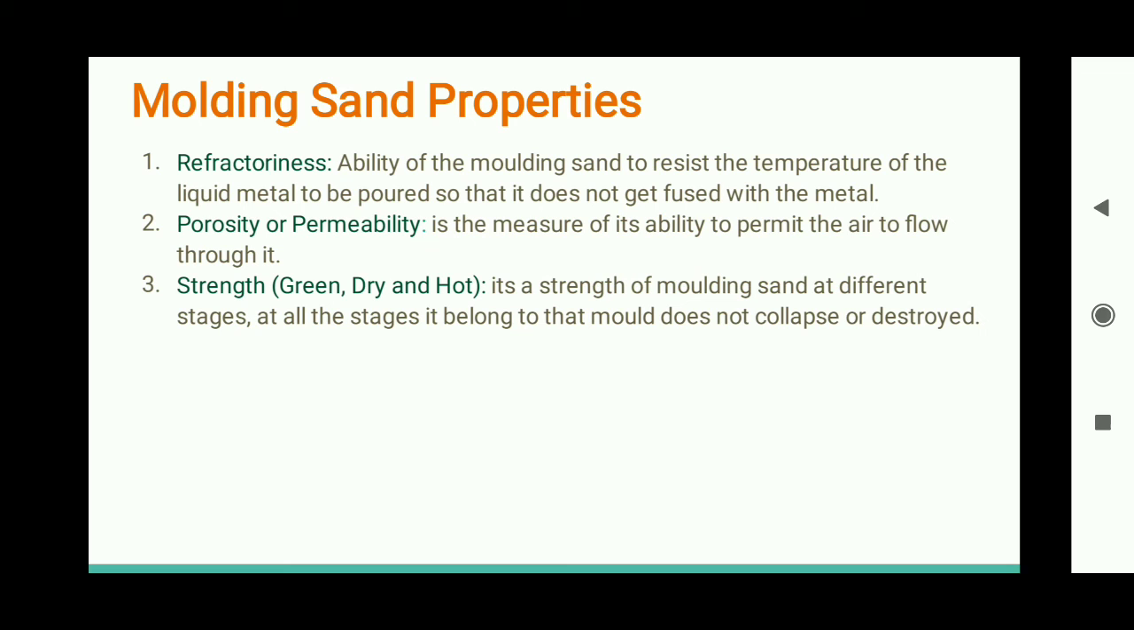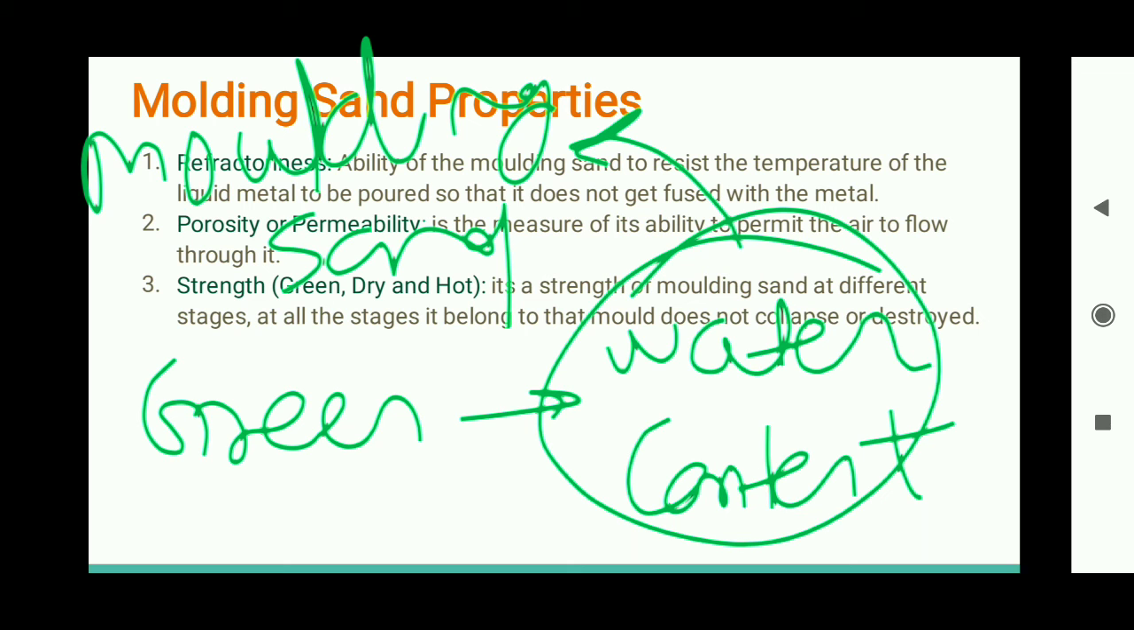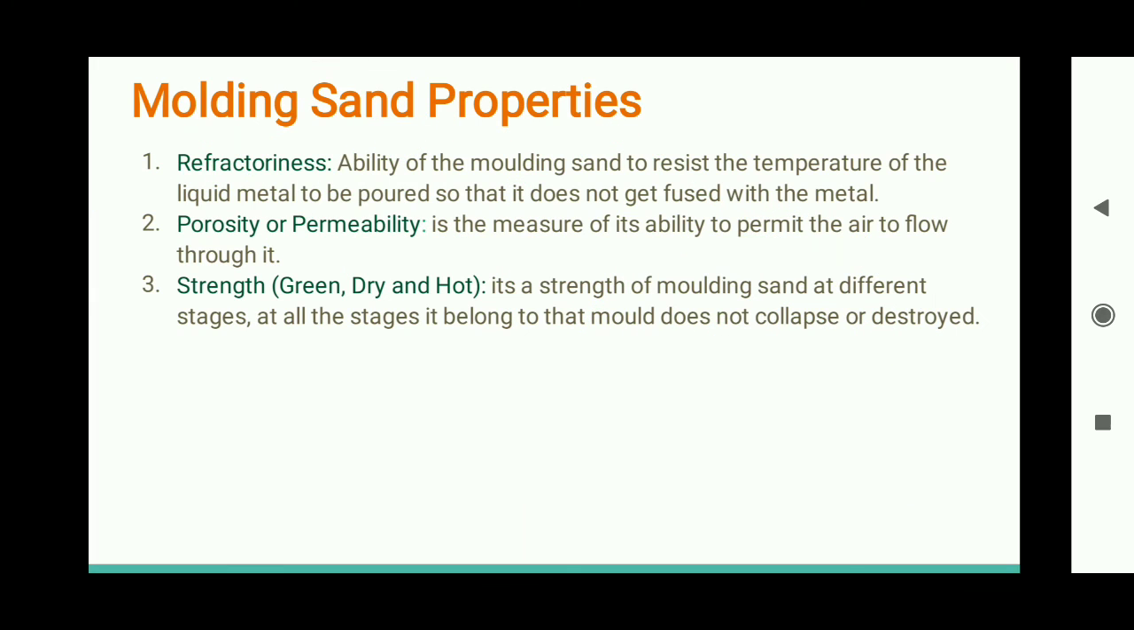Green sand we are saying because we are adding a sufficient amount of water content, because of that the wetness of the molding sand increases. So that strength that is produced by adding the moisture, we call it green strength.